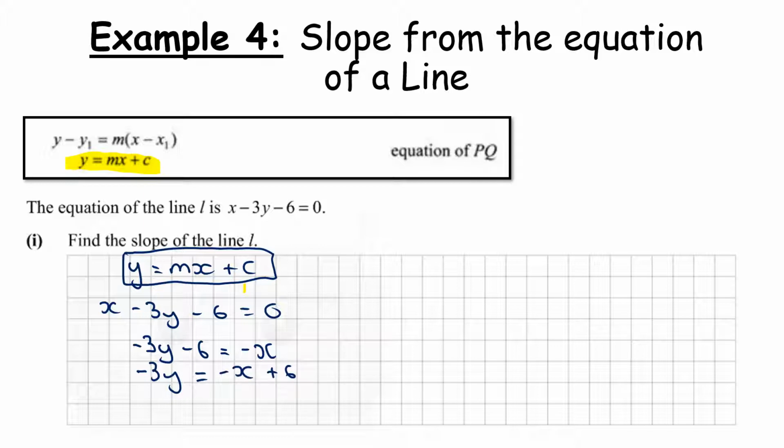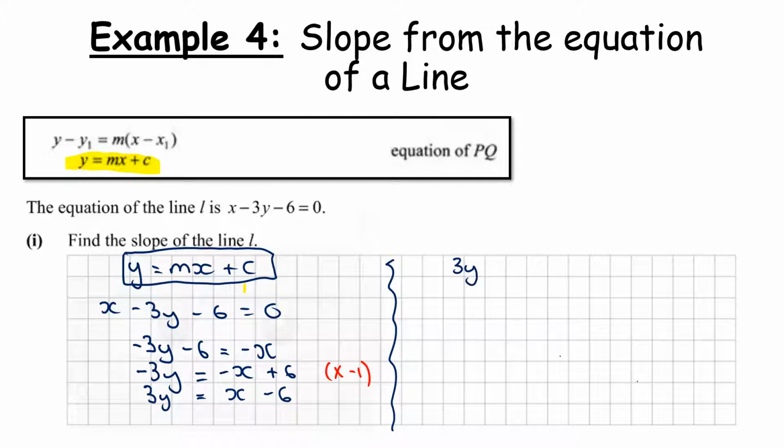Just because I'm not a huge fan of the negatives, I'm going to multiply across by minus 1. So I get 3y equals x minus 6. Does that look like y equals mx plus c? You might go, yeah, but actually it doesn't, not quite. The reason is the y is not on its own. It should be y, i.e. with a coefficient of 1. Here we have a 3y.